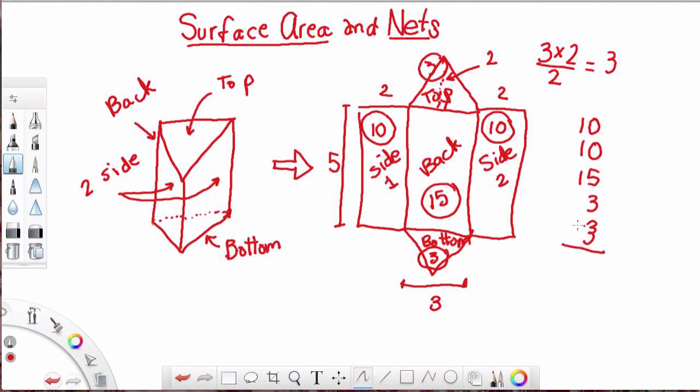Okay, that's a crazy looking 3, but it's a 3. So 10 plus 10 is 20, plus 15 is 35, and then 35 plus 3 is 38, plus another 3 is going to be 41 units squared. And there you have it.